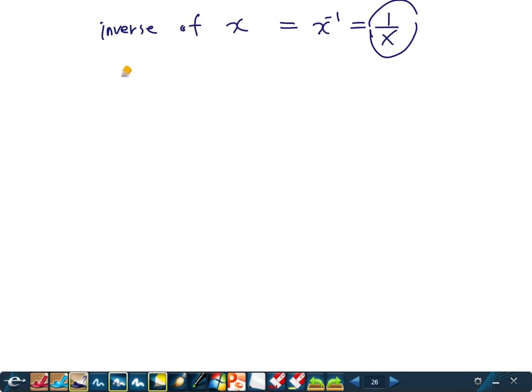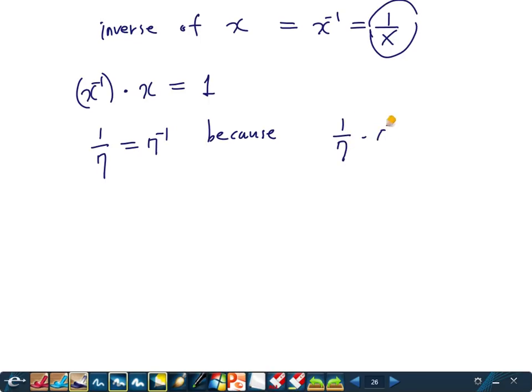Inverse means the number that, if you multiply it to x, we get the identity. Multiplicative identity is 1, right? If this happens, then we say that this is the inverse of x. So 7 inverse, for instance, is 1 over 7, because 1 over 7 times 7 equals 1. This is the reason why we call this the inverse of 7. But this is a real number or rational number.